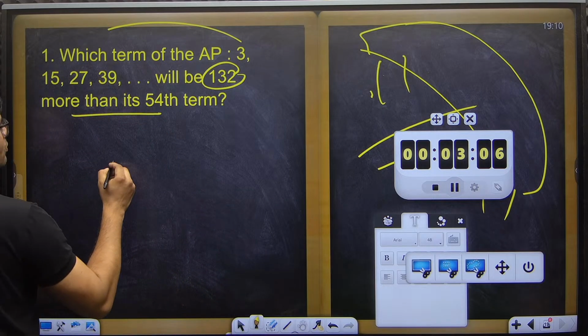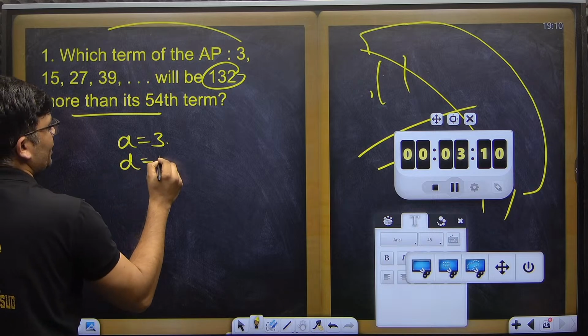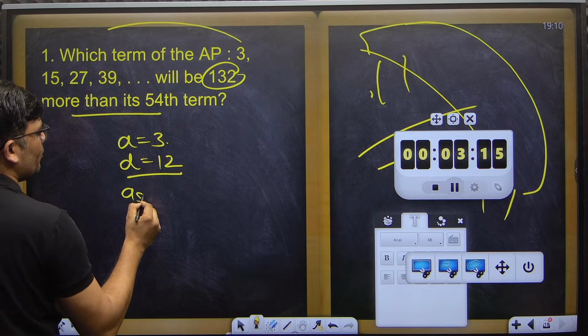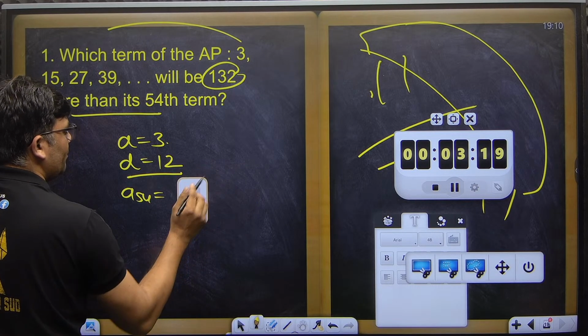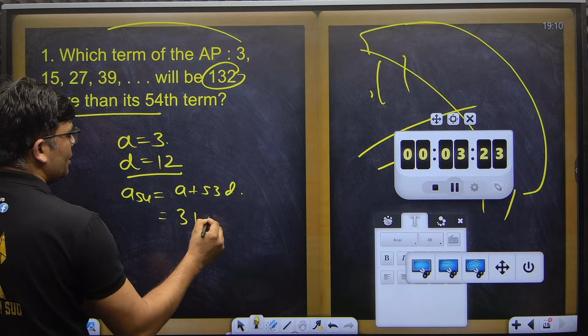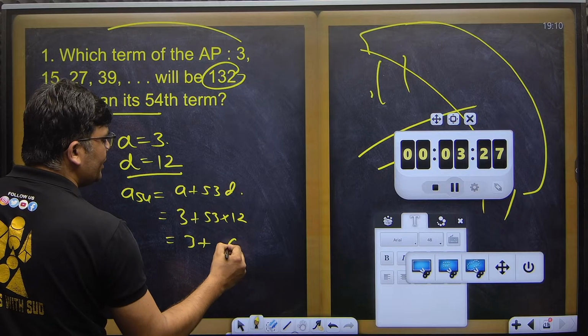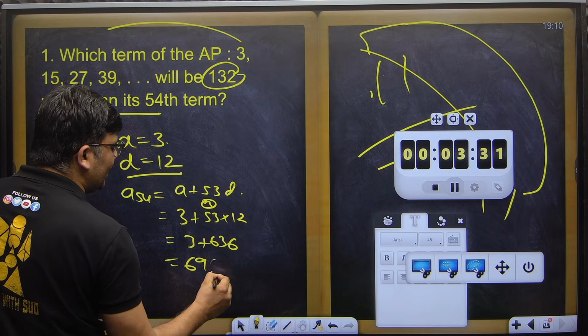Now let me tell you the normal way. So A is how much? 3. What is D? 12. Okay. Now 54th term. So if I ask you what is A54, it will be A plus 53 into D. So A is 3 plus 53 into 12. So 3 plus 12 into 3 is 36. 12 into 5 is 60, 63, 636. So you will get 696.